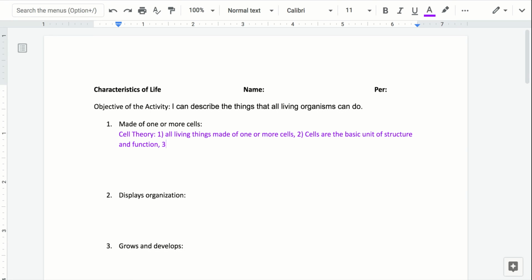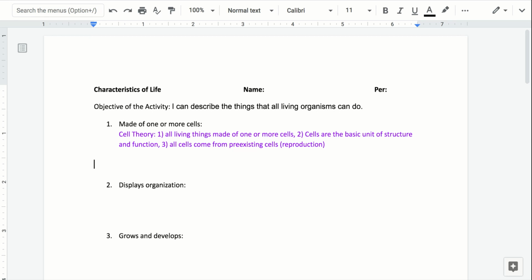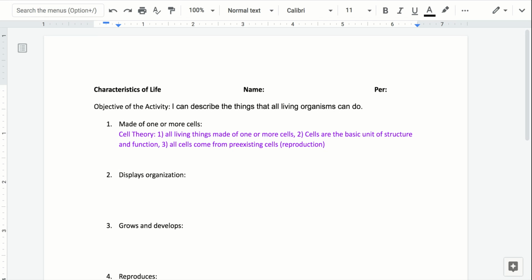And the last thing is that all cells come from other cells. Okay? So they are a major part of reproduction. Every one of us started out as a single cell, and the processes of reproduction all involve copying that cell or taking the DNA from the cell in some way and sharing it.